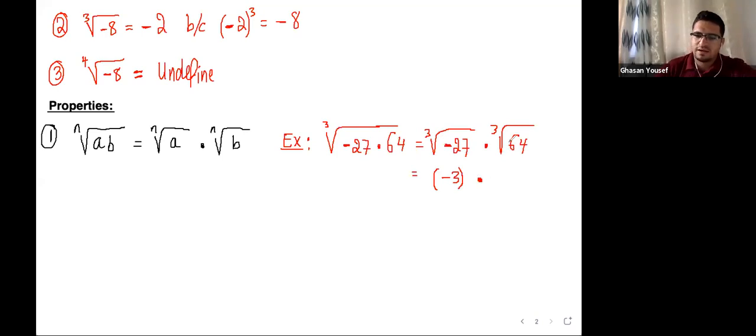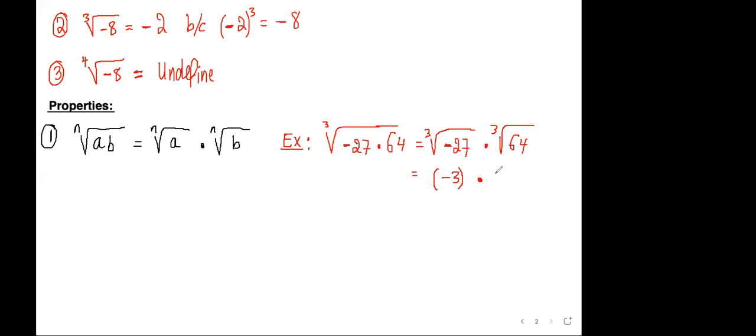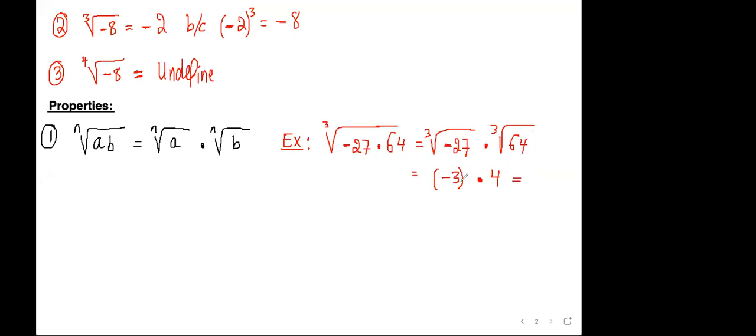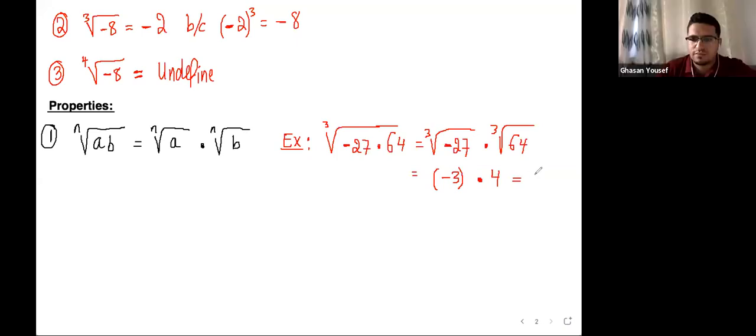What's the cube root of 64? It's 4, exactly, because 4 times 4 times 4 gives me 64. The 3 is not even, so inside could be positive or negative. It's fine, any number inside. No problem. But if it's even, it must be positive. So here, minus 3 times 4 gives me minus 12.